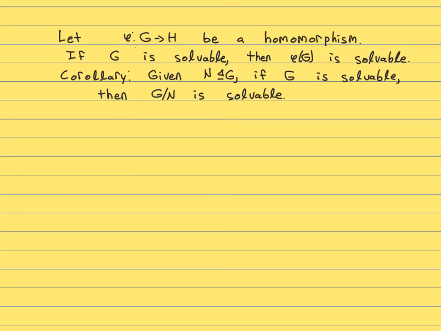Alright, the second theorem has to do with images and quotients. So suppose you have a group homomorphism between two groups, G and H. If G is solvable, then its image under the homomorphism is also solvable. A corollary of this is given any normal subgroup N of G, if G is solvable, then the quotient group is also solvable. That corollary comes from taking the homomorphism from G to G mod N. And it's a surjective homomorphism, so its image is the whole quotient group.